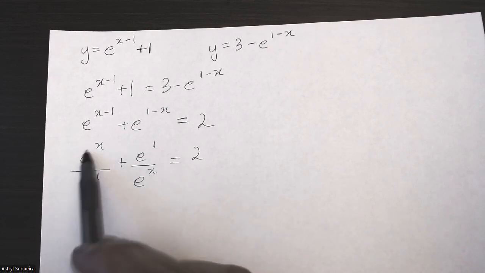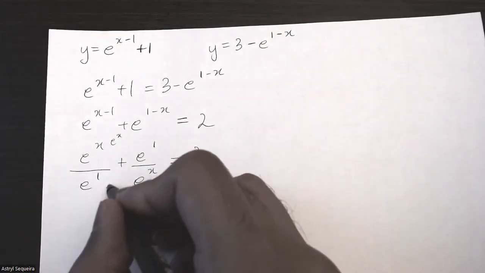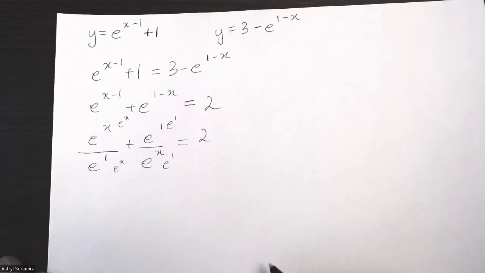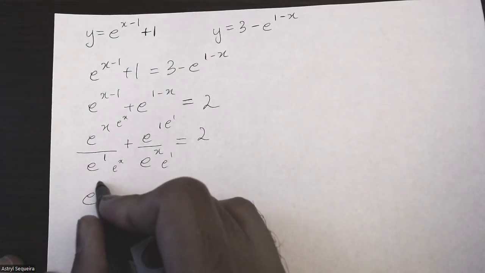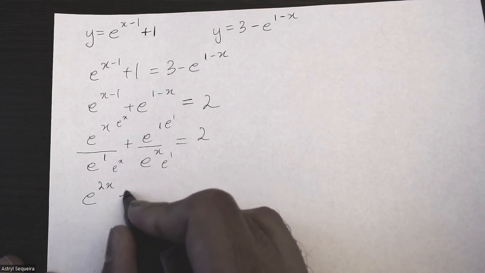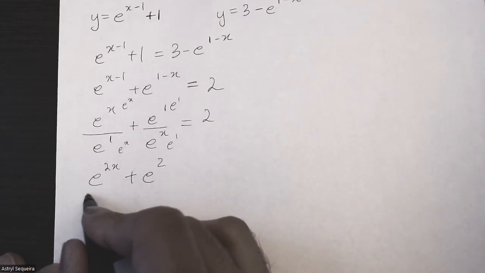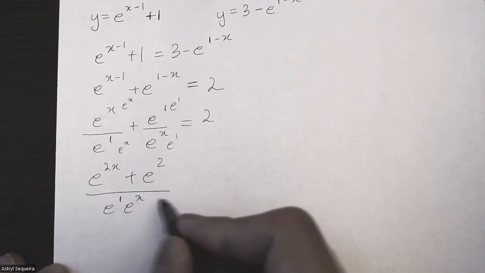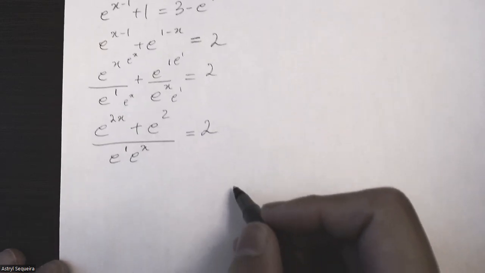So now I'll make a common denominator. I'm going to multiply the top and bottom here by e to the x, and over here, I'm going to multiply the top and bottom by e to the 1. That way I'll have a common denominator. So e to the x times e to the x is just e to the 2x, we just add exponents. e to the 1 times e to the 1 is just e to the 2. And I have a common denominator of e to the 1 times e to the x, and this all equals 2.